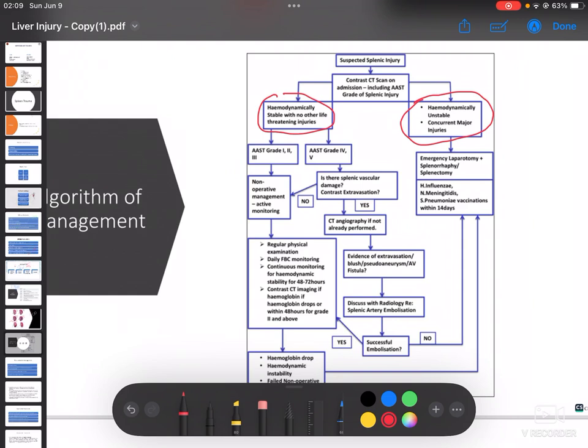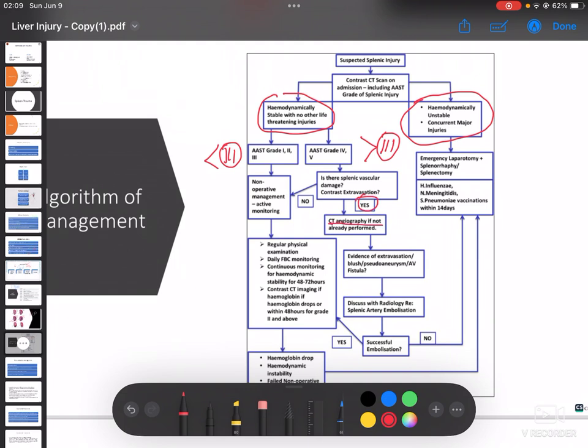Then, if hemodynamically stable, we have to observe whether the AAST grade is 1 to 3 or above 3. One very important part is whether it is below 3 or above 3. So 3 is a demarcation. If it is below 3, obviously there is non-operative management with active monitoring. And if there is splenic vascular damage, contrast extravasation, yes, then CT angiography, if not already performed, we have to go for CT angiography.